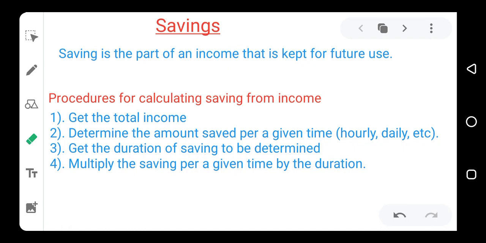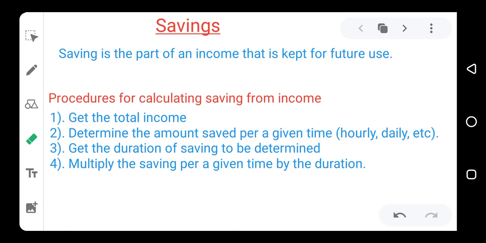In today's lesson, we want to look at savings. Savings means the amount of money that somebody keeps aside to spend in the future. So the amount of money that somebody is keeping from his income, maybe on a monthly basis, on an hourly basis, or on a daily basis, so that you'll be able to spend it in the future time is what we call savings.